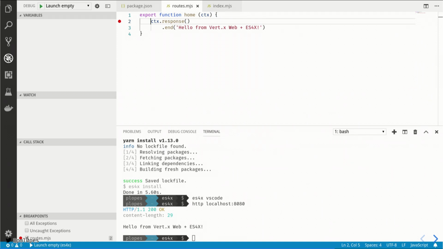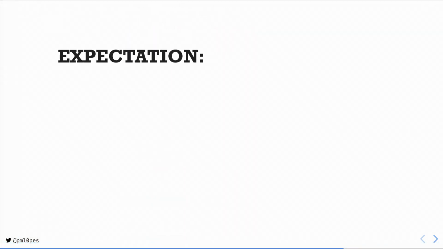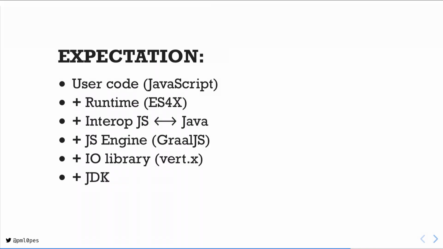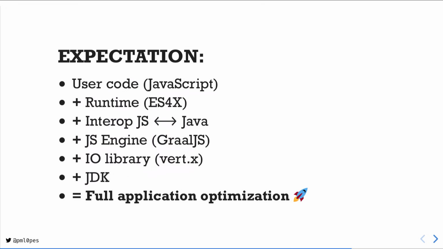So everything is optimized. The expectation is that once you write code in this way, your user code plus your runtime, plus your interop, plus your engine, plus your I/O libraries, plus the whole world that runs your application, in this case the Graal JDK, will all be optimized by Graal, not just the script itself. You're not optimizing just the tip of the iceberg, you're optimizing everything.